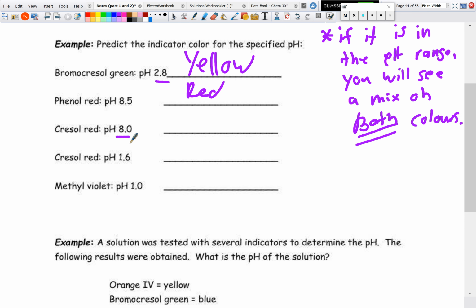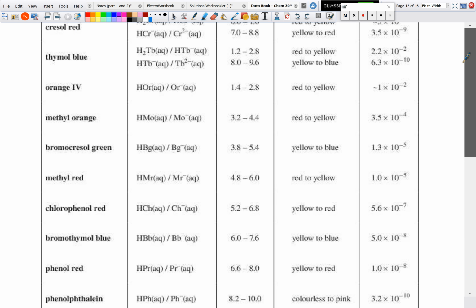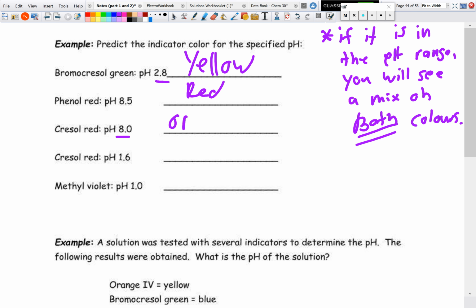For our cresol red at 8, same thing, we find cresol red, which is up here. So cresol red is right here. Now the one that we are asked is for 8. Now we'll notice that it is right in between here. So 8 is in between 7 and 8.8. So that means we're going to see a mixture of yellow and red. Then of course you can write yellowish red or reddish yellow. The fact that it's a little closer to the 8.8 than a 7, it might be more red, but either way we're going to see a mixture. So you would expect to see an orange color.